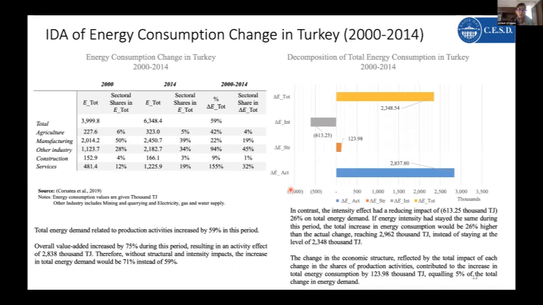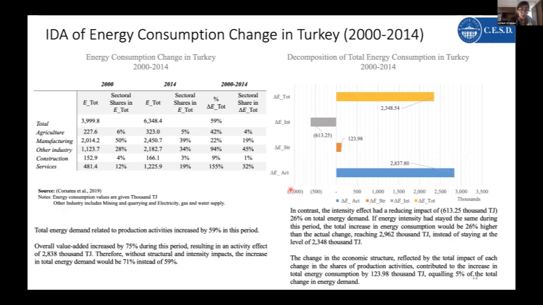So the last slides are reserved for, of course, the results of the analysis. Before I explain the decomposition of the total energy consumption in Turkey, the chart in the left part gives us the change of the sectoral shares in energy consumption. As we see, total energy consumption between 2000 and 2014 increased 59% during that period.